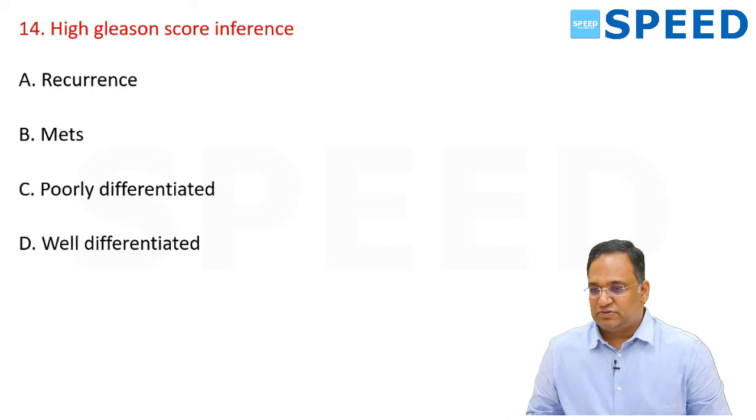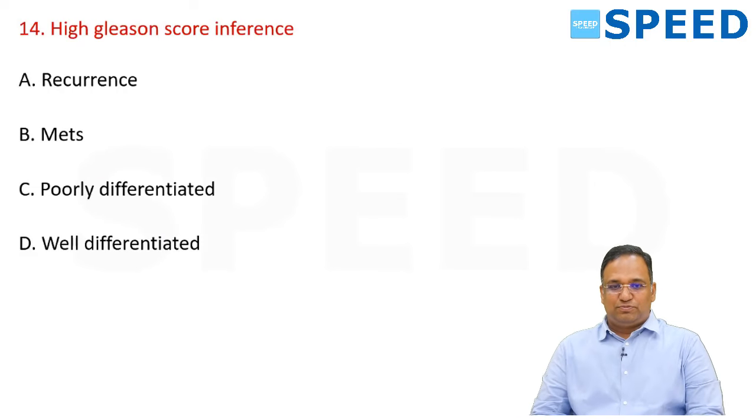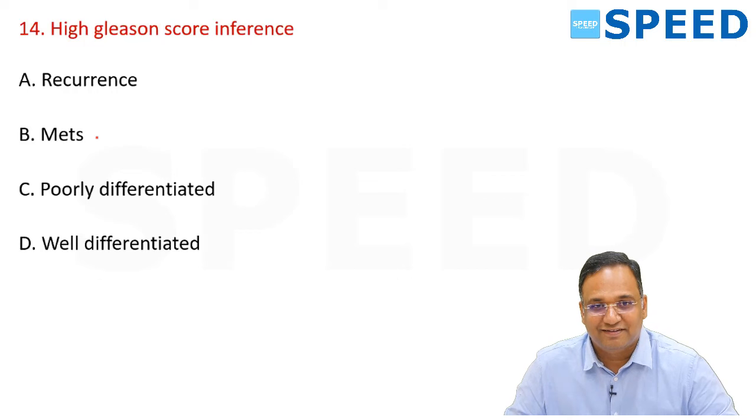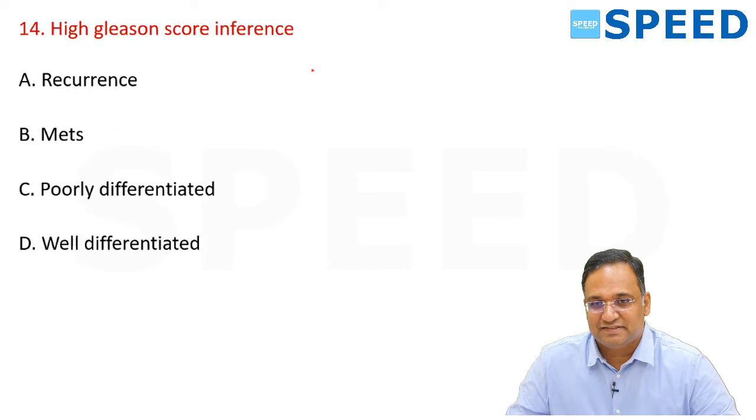High Gleason score infers what? Recurrence, metastasis, poorly differentiated, well differentiated. So, Gleason score says whether it is mild, moderate or poorly differentiated. It's poorly differentiated. High Gleason score is poorly differentiated.